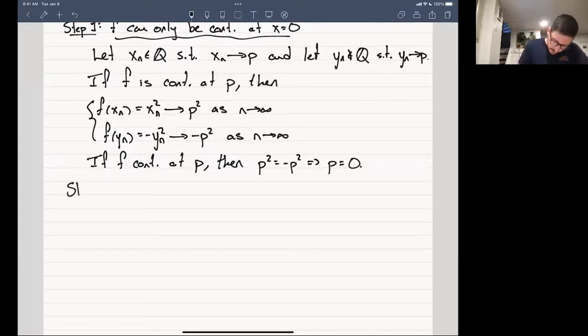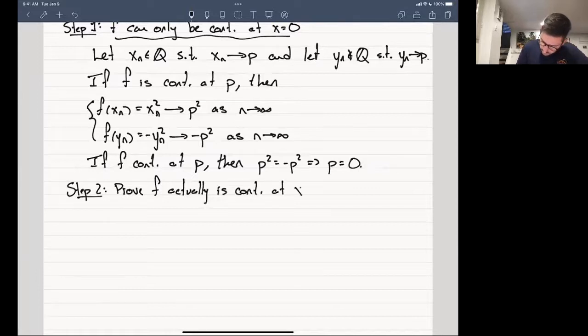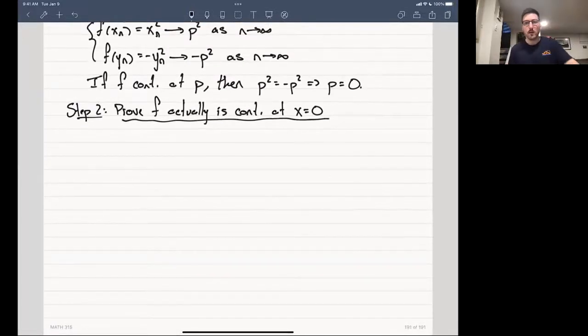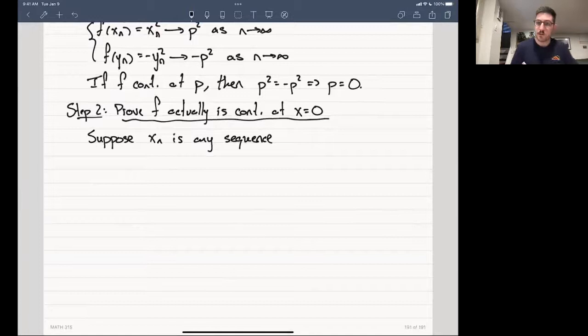Okay, so then step 2, we prove f actually is continuous at x equal to 0. Okay, so how are we going to do this? Well, let's suppose xn is any sequence, doesn't have to be of all rationals, doesn't have to be of irrationals, anything you want, converging to 0. So we're going to use the sequential criterion for continuity here.